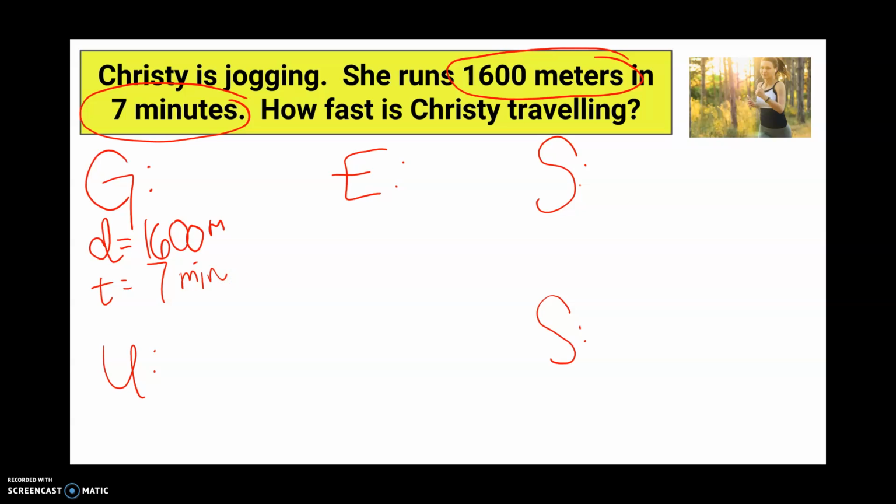My unknown in this case, well, that second sentence says, how fast is Christy traveling? How fast is asking me what is her speed. So I don't know the speed. I put S equals with a question mark. Because it's unknown, we put a question mark. Now I have to think, what equation do I use to solve for speed? Well, if I'm thinking of something like miles per hour, that means that my speed is how far I go in how much time. So speed equals distance over time.